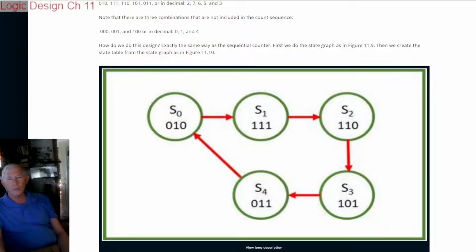We don't have 0. We don't have 1. We have 2. We have 3. We don't have 4. We left out 0, 1, and 4. That's what we left out. And you can see it here. I should have brought this up. We have 2, 7, 6, 5, and 3. We're missing 0, 1, and 4. Okay, so what are we going to do?